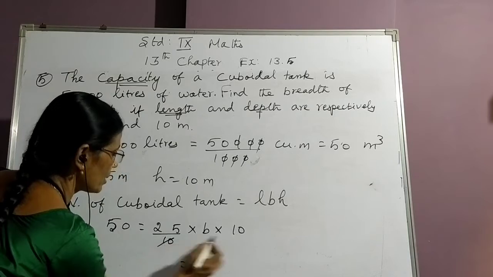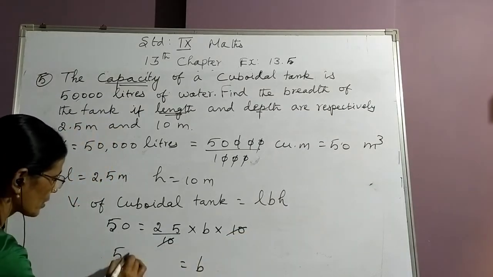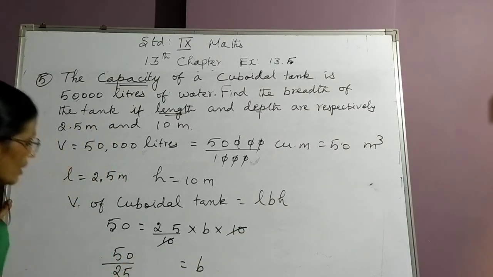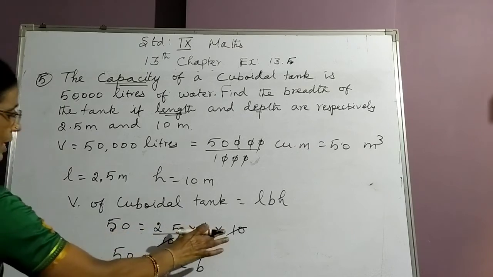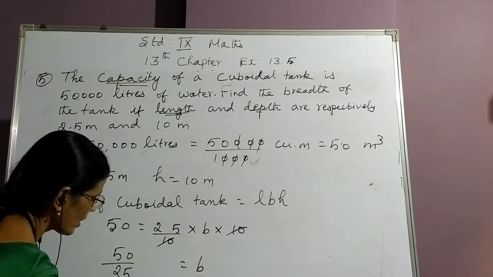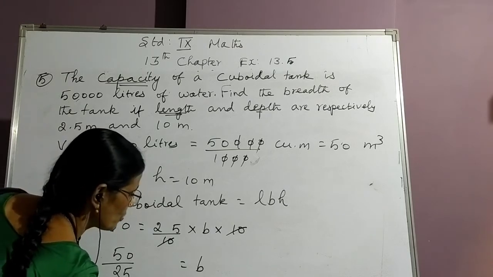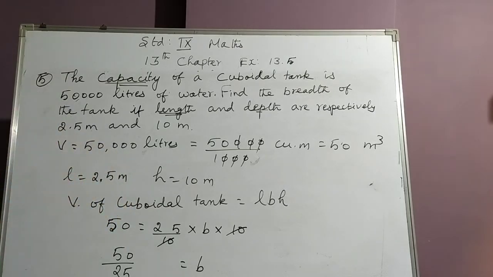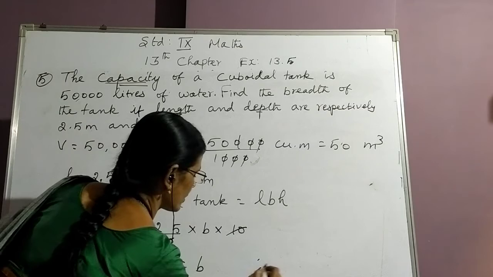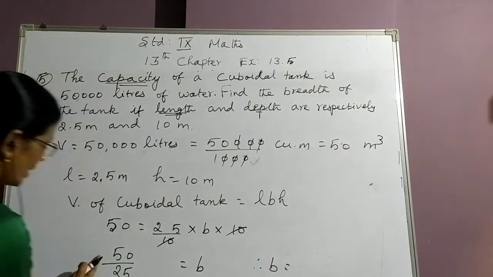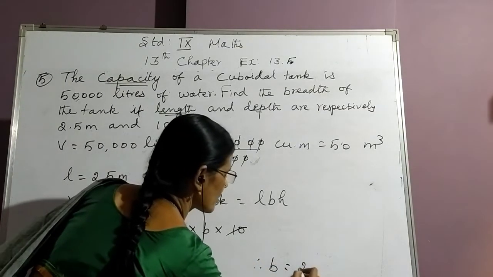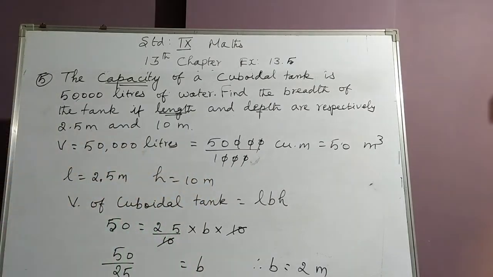So breadth can be calculated. So it is 50 divided by 25. Here it is meter cube divided by meter square. So B is equal to 50 divided by 25, which is equal to 2 meter. So breadth of the tank is 2 meters. Therefore, 50 divided by 25, B is equal to 2 meters.